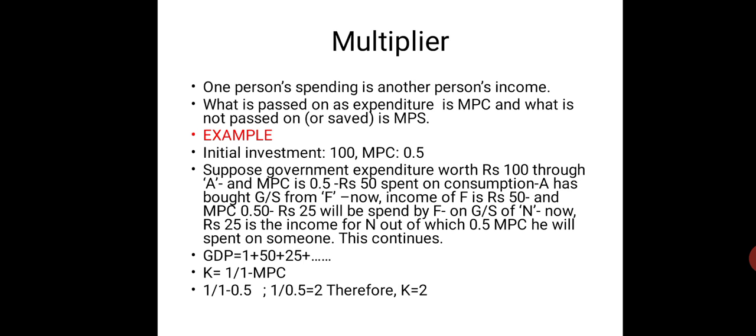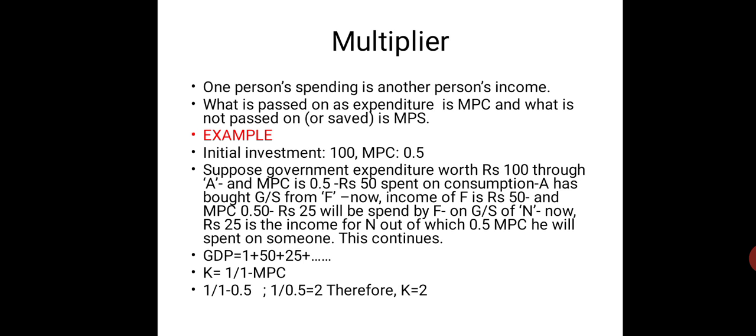So to understand that, we will go through an example. Suppose there is a government expenditure of building a school, and the expenditure is worth rupees 100. Government is giving that money through an agent A. Suppose Anand is the agent here, maybe the contractor of the school which the government wants him to build. So the whole 100 rupees is given to Anand, and MPC is 0.5.